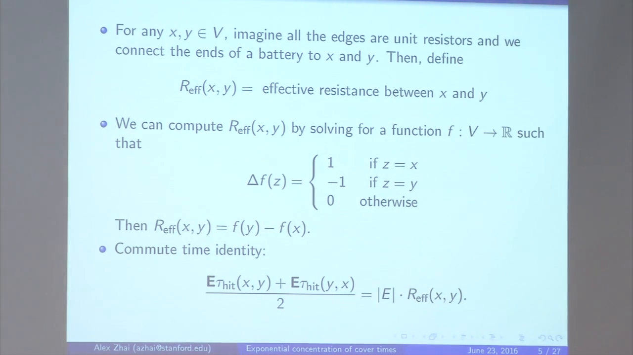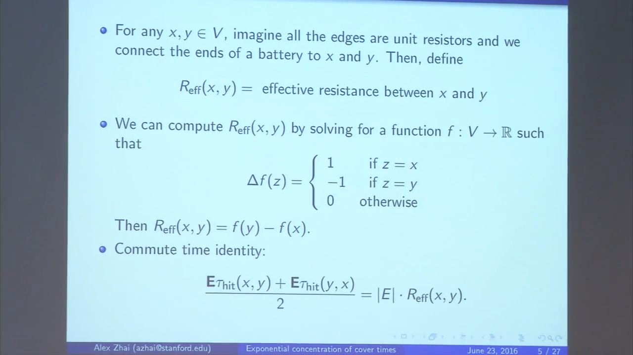We're going to use this commute time identity, which says that the effective resistance is more or less equal to the hitting time. Well, it's a symmetrized version here. This is one of the ways in which effective resistance is going to come into the picture.